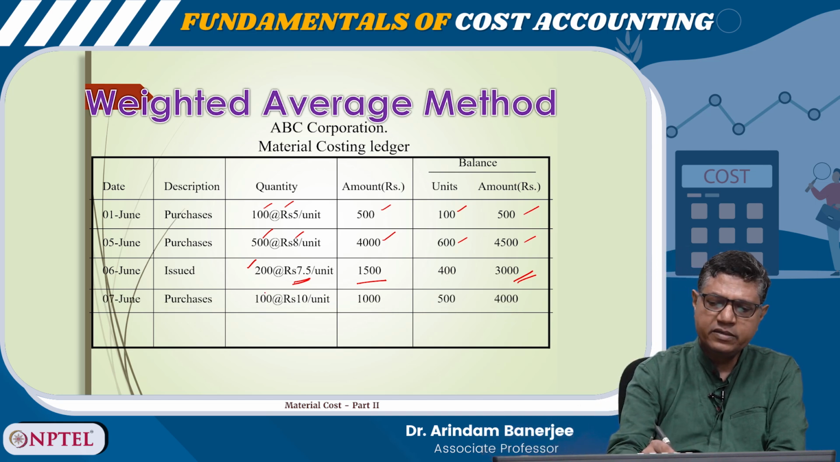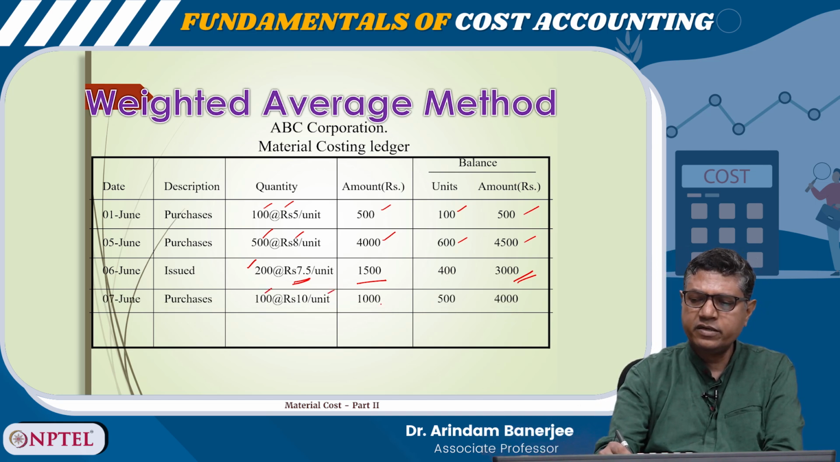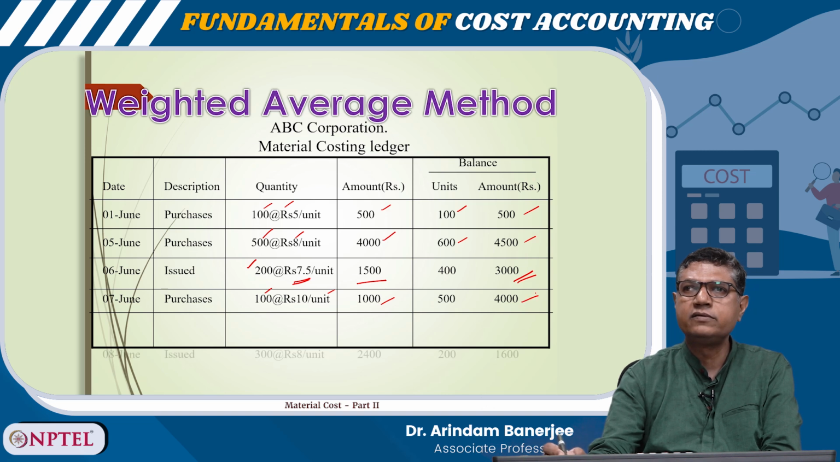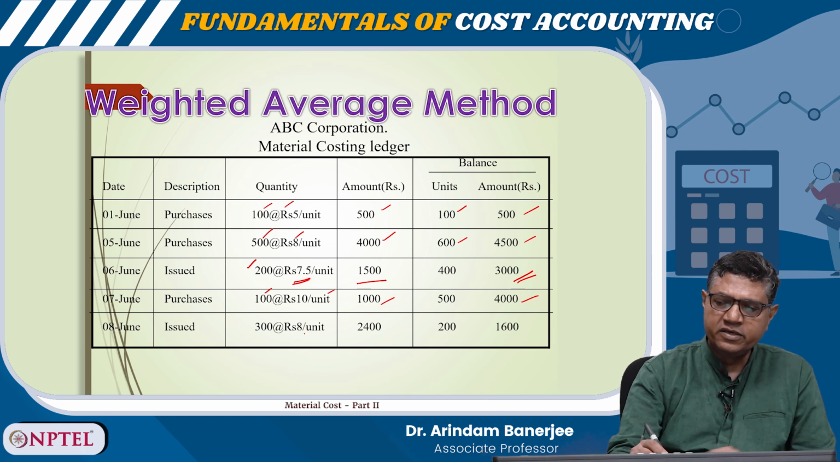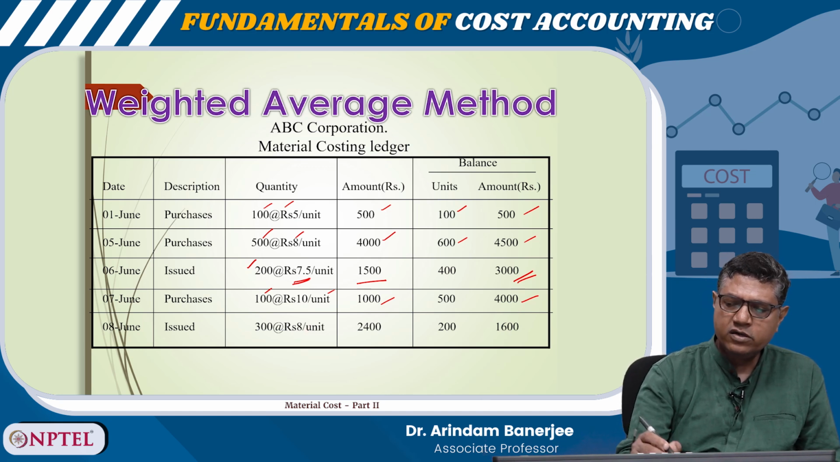Again purchase happens, 100 at 10 per unit, 1000, so 4000, and at the time of issue again what happened? We took the average. So, if you take, this 100 has already gone, so what is left is 8, so it is 8.